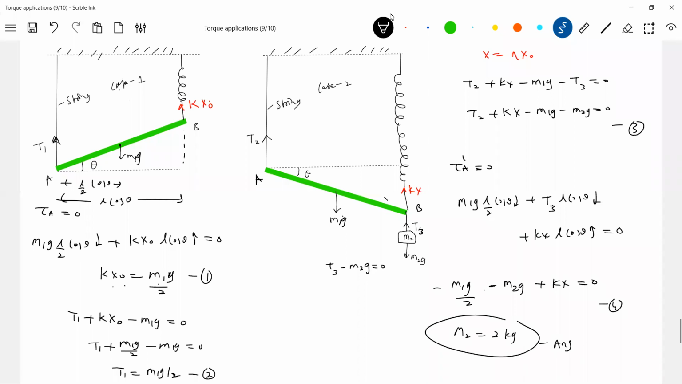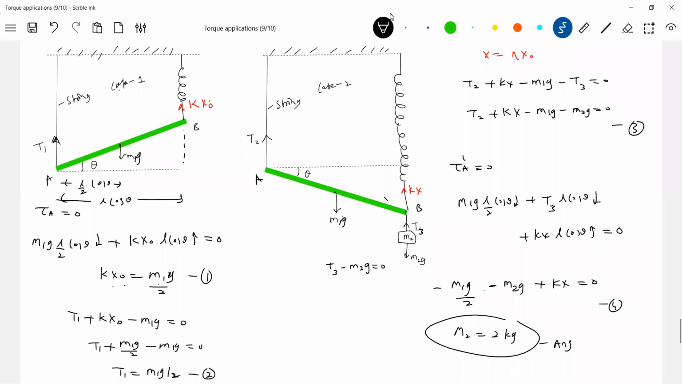Spring force can also set up torque. Tomorrow we'll take a few more numericals where the spring force will come. I think today you have almost come across torque due to tension, normal contact, friction, weight, and spring force. Different types of forces, how do they set up torque? Till now we took forces as point forces. What is m1g? It's a point force. It will act at one specific point.